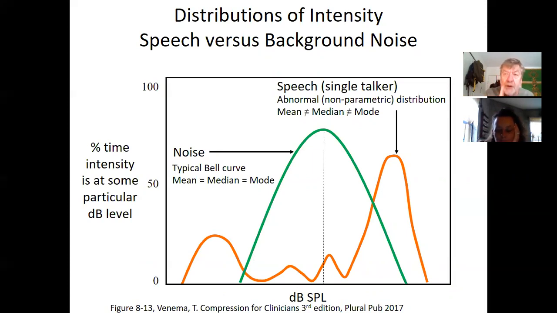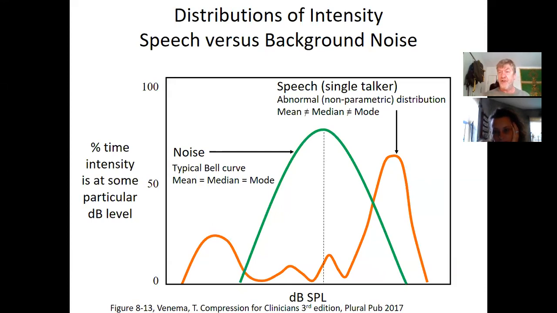That's the noise intensity distribution of noise. Most background noise, the decibels SPL, will be at some level right here. So we'll say 75% of the time, the noise of a fan or an air conditioner is at one particular intensity. A little bit of the time it's softer, and a little bit of the time it's louder. But most of the time, the noise is at one steady intensity.